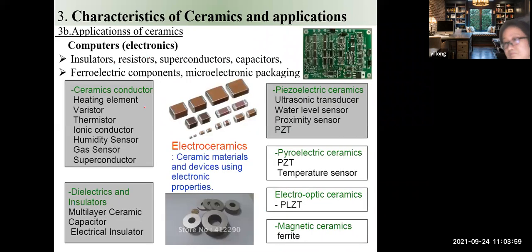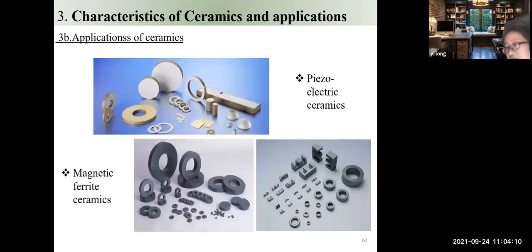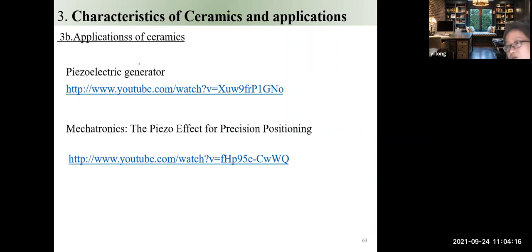Okay, so you can see we put almost everything here: electro ceramics, ceramic materials, and piezoelectric ceramics, magnetic ferrite ceramics. So all these are very widely used. I'll put some YouTube links here, so if you want to watch a little bit more, you can always watch it.